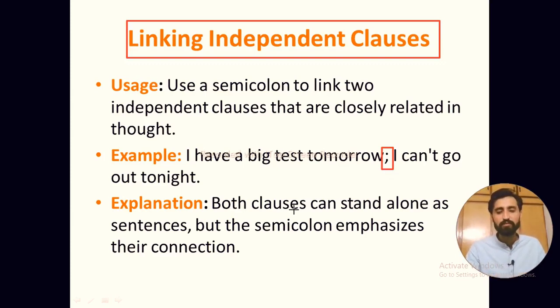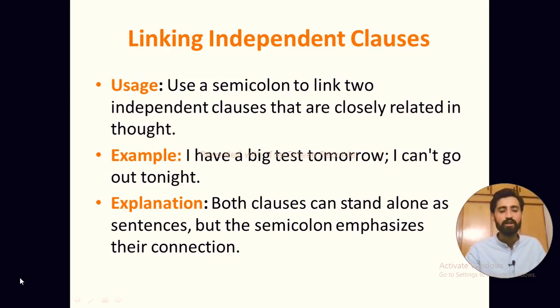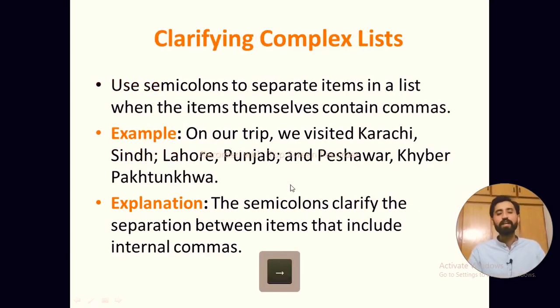So the explanation is both clauses can stand alone as sentences, but the semicolon emphasizes their connection, that both are closely रिलेटेड टू ईच अदर. सो आई होप ये पॉइंट आपको समझ में आ गई होगी कि जब दो क्लोजली रिलेटेड क्लॉजेज हो और दोनों इंडिपेंडेंट क्लॉजेज हो, सो सेमीकोलंस आर यूज्ड. नाउ लेट्स टॉक अबाउट अनदर थिंग, दैट इज क्लैरिफाइंग कॉम्प्लेक्स लिस्ट.